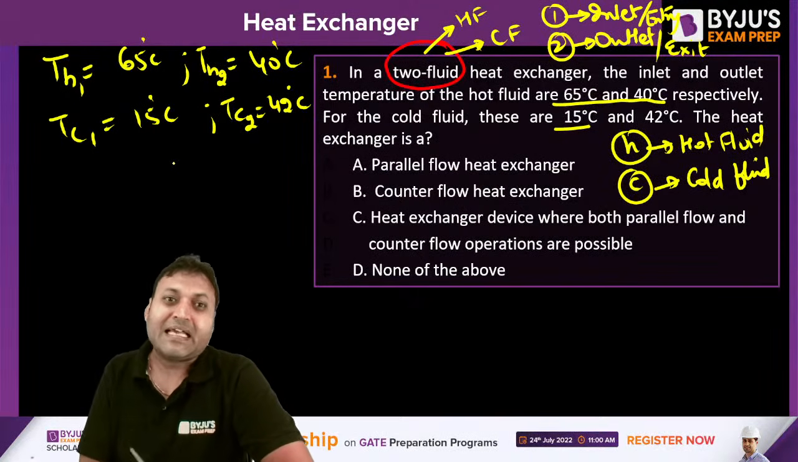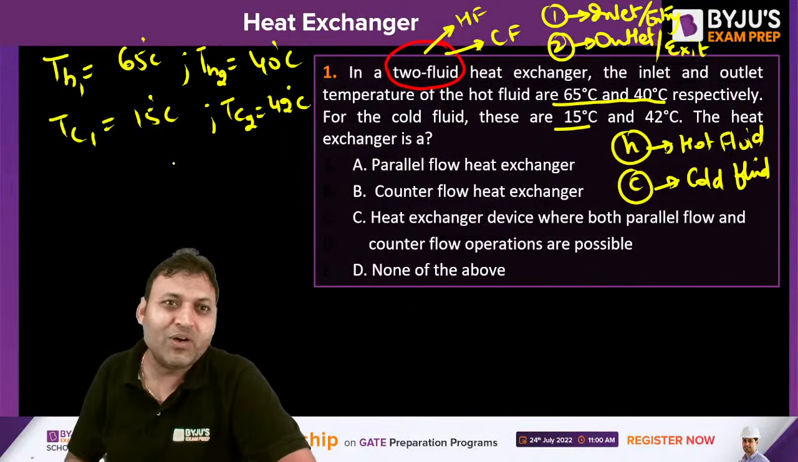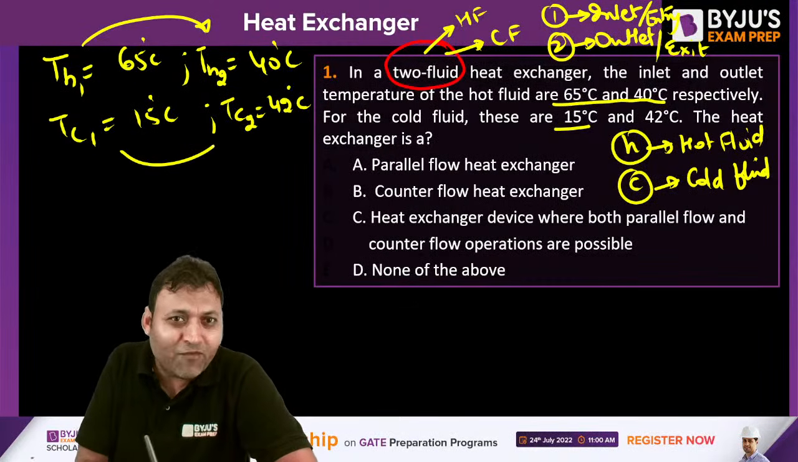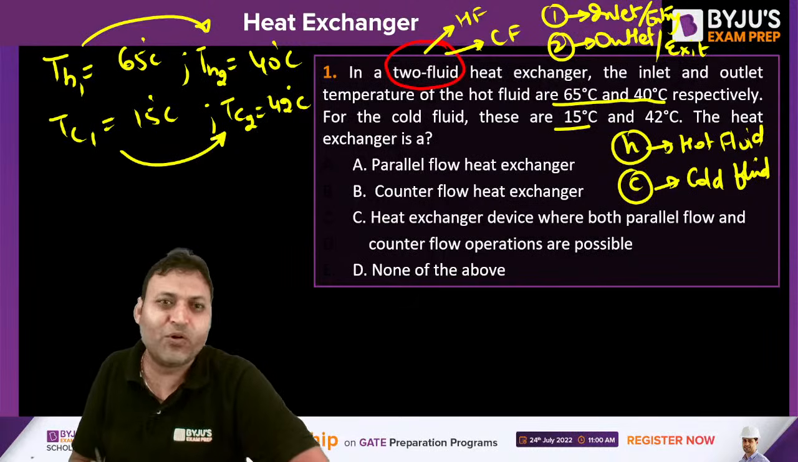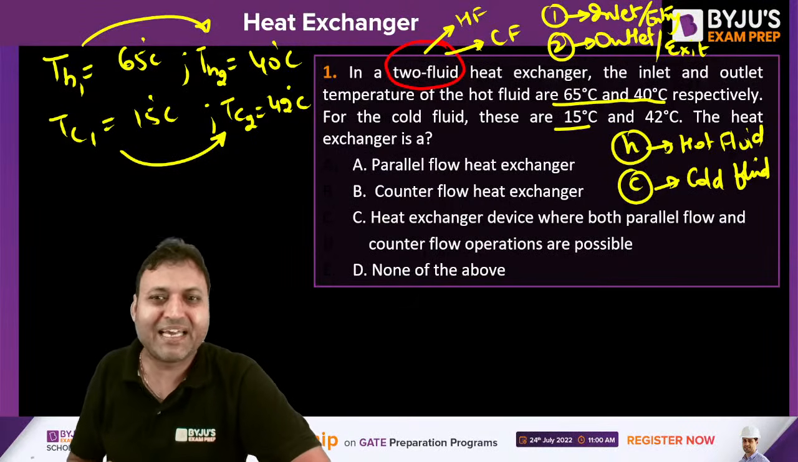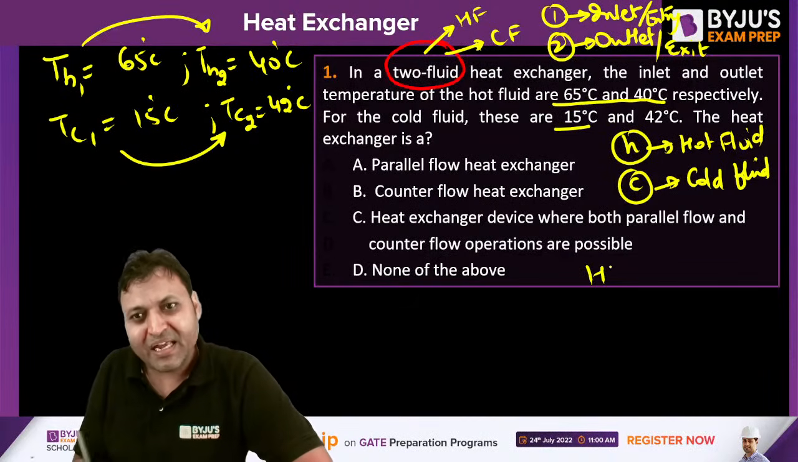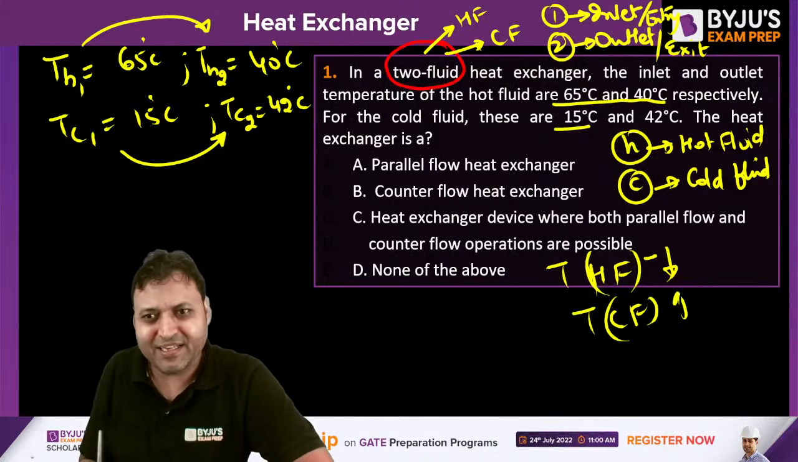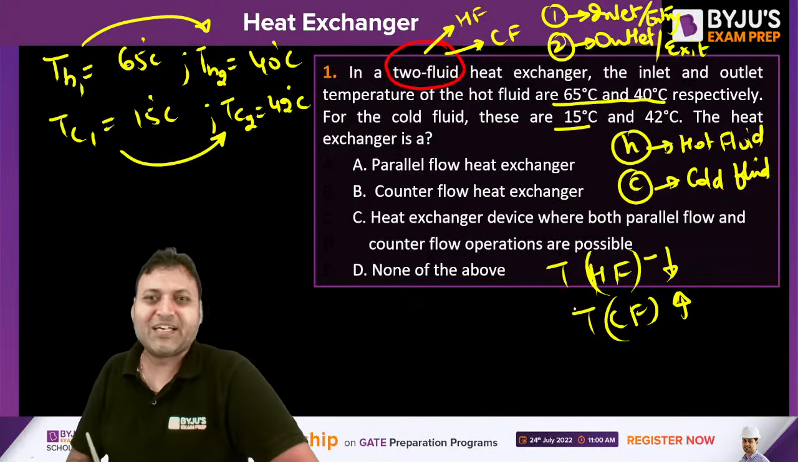Hot fluid gives the heat to the cold fluid, so the hot fluid temperature decreases from inlet to outlet, and cold fluid is receiving the heat from the hot fluid. That is why temperature increases. So in the arrangement, temperature of the hot fluid decreases and temperature of the cold fluid increases. That is how the heat exchanger works.